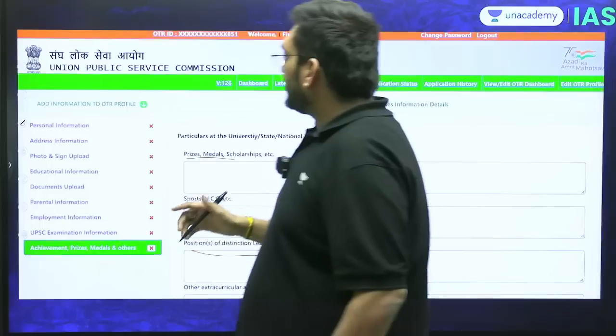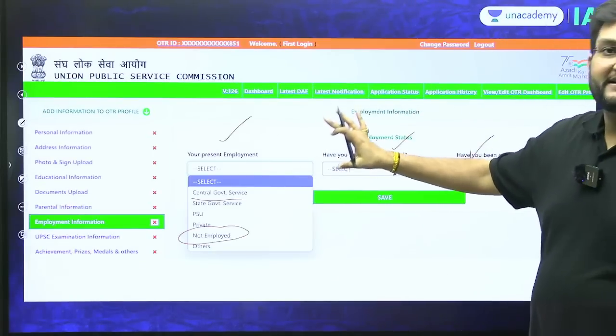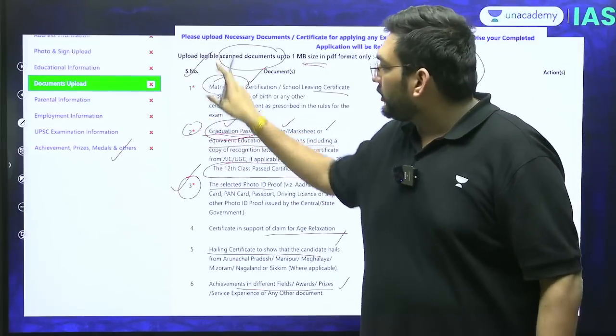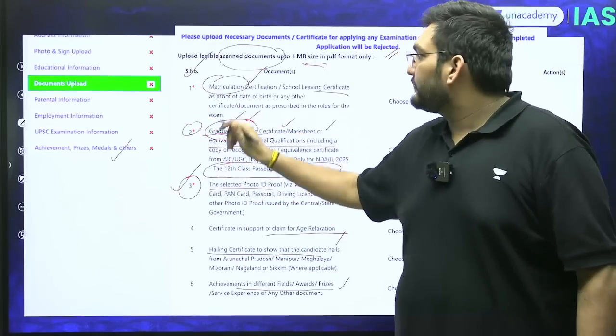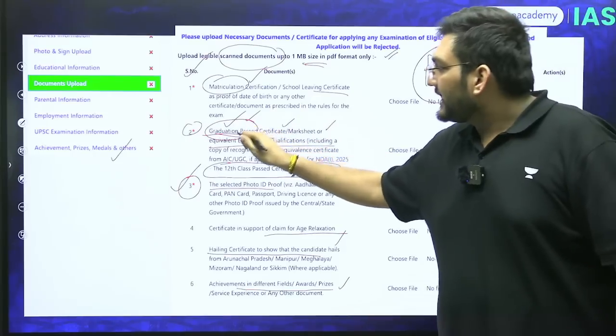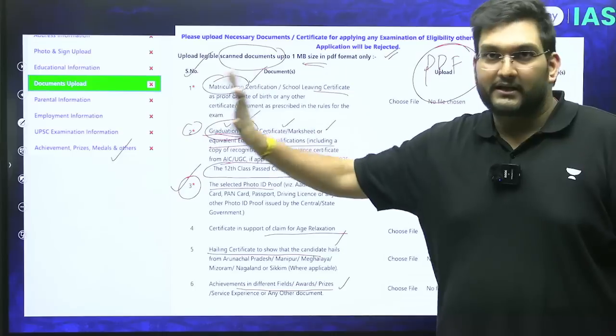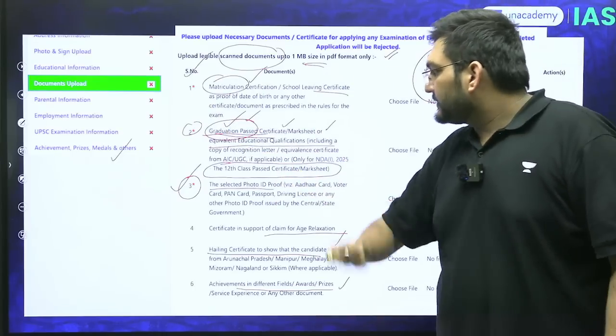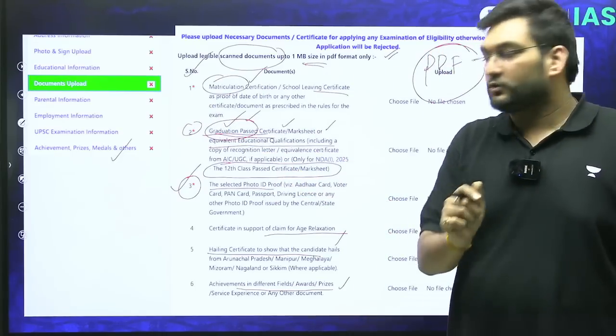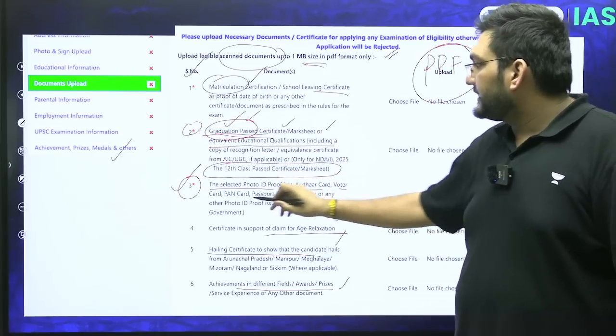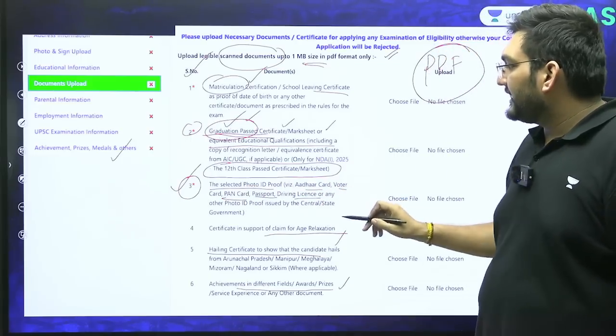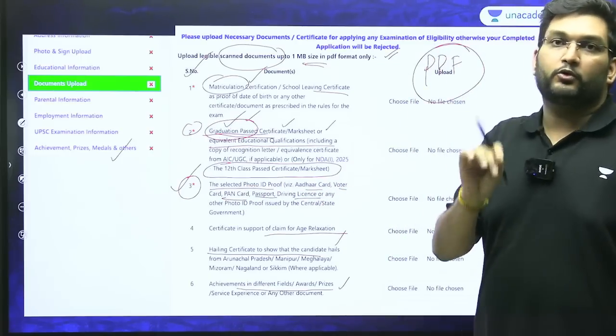Please do make sure that you have all of these scanned copies ready with regards to the documents. The 3 documents which are very important: matriculation certificate, graduation pass certificate, if not then your mark sheet, and last but not the least, the selected photo ID, be it Aadhaar card, voter ID, PAN card, passport, driving license, and over and above that your photograph and signature.